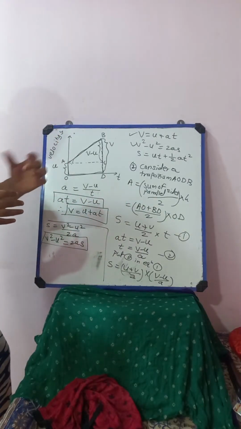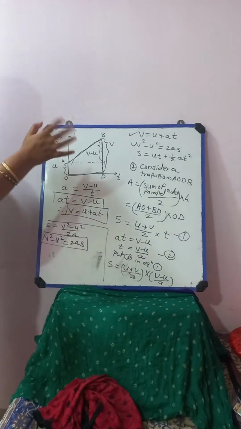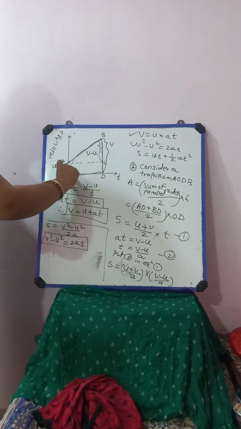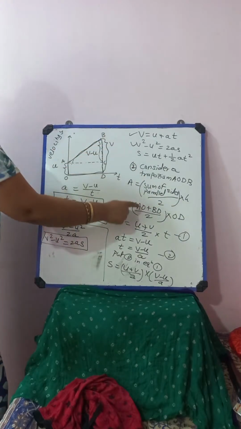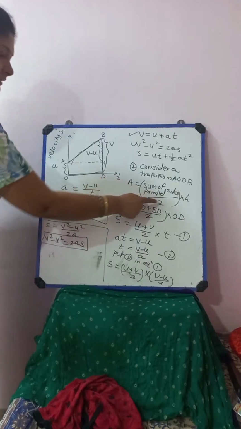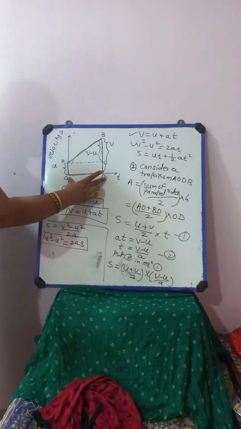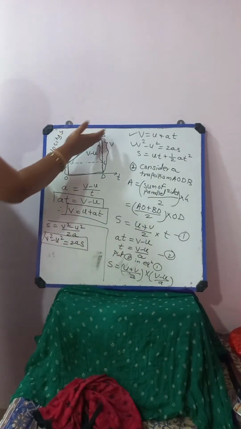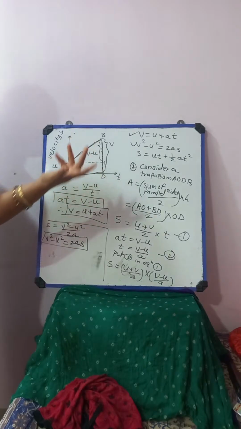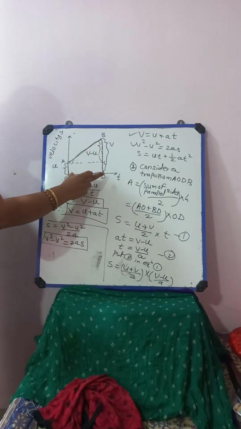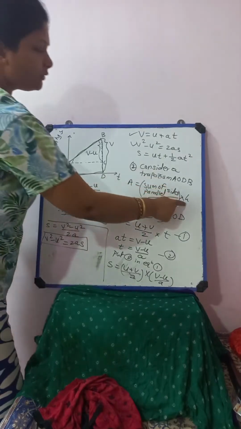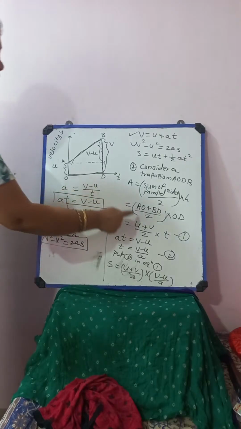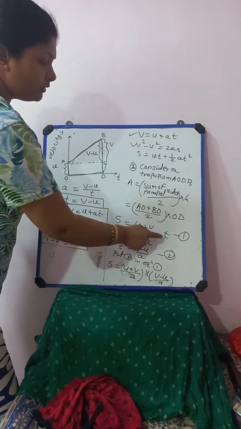Once you get the formula, arrange the terms and you will get the answer. So here the sum of the parallel sides is AO plus BD, divided by 2. And the height, we always take the perpendicular side. We can't take AB. You can take BD also, but here OD is perpendicular, so I took OD as the height. OD is the time axis. So U plus V by 2 into T.